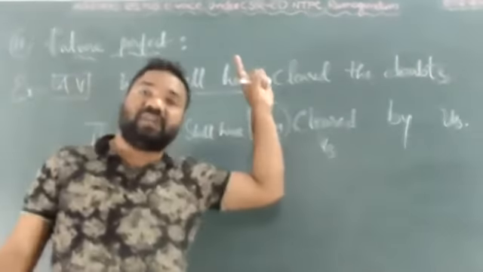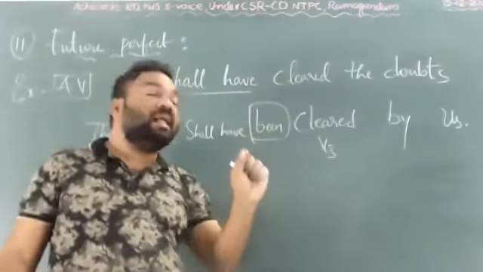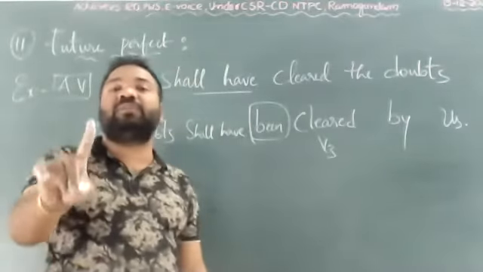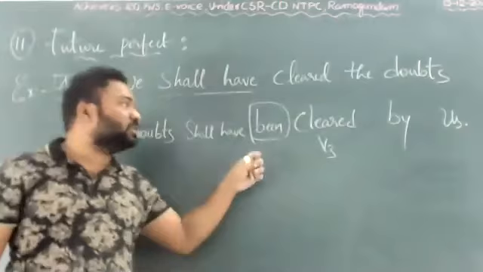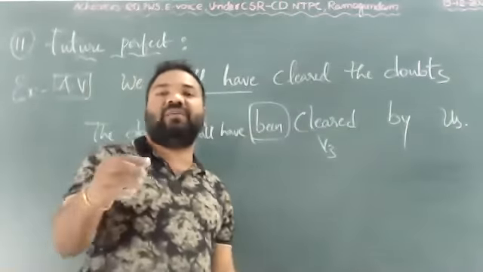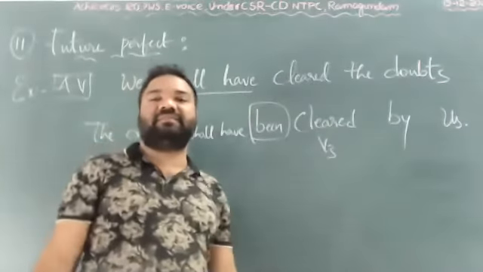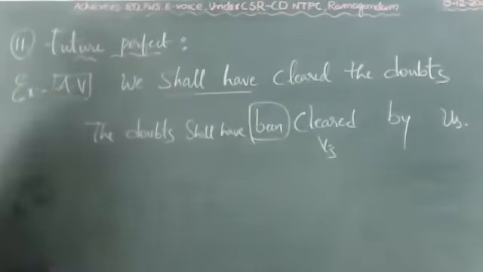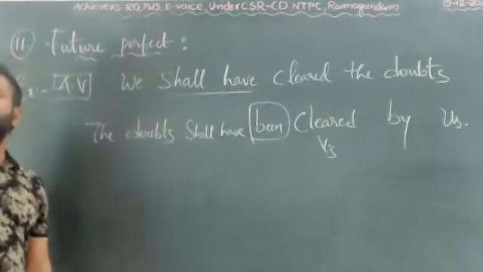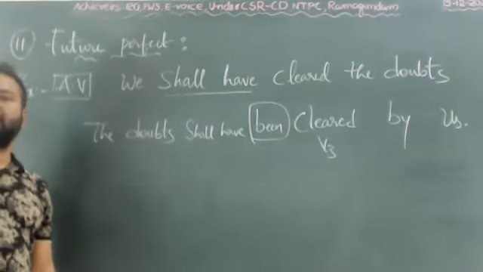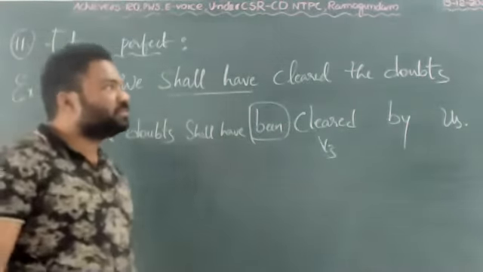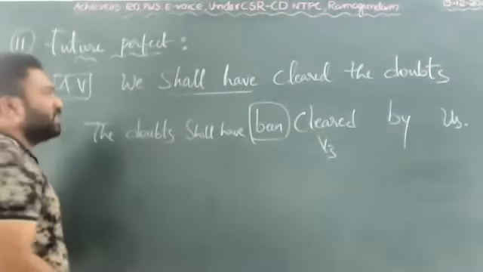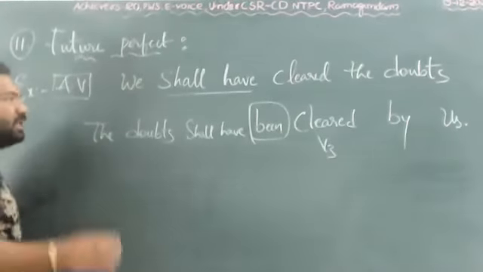For the simple future, I have applied be. But here, for the perfect forms, in the present form also I have used been. For the past forms I have used been. And now the future form also we have used been. Okay, students, I'll give you one more example and let me finish off this session. So last example, please.